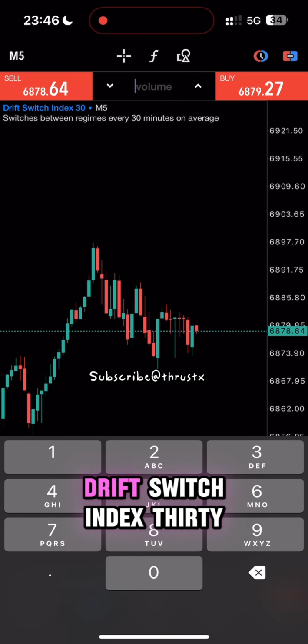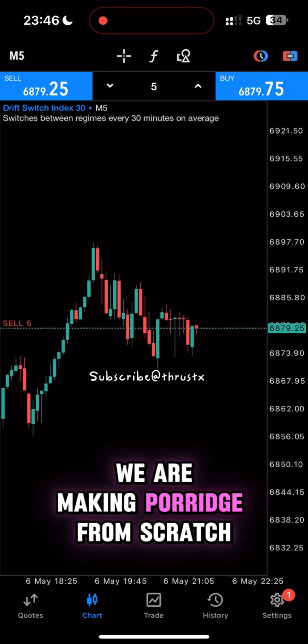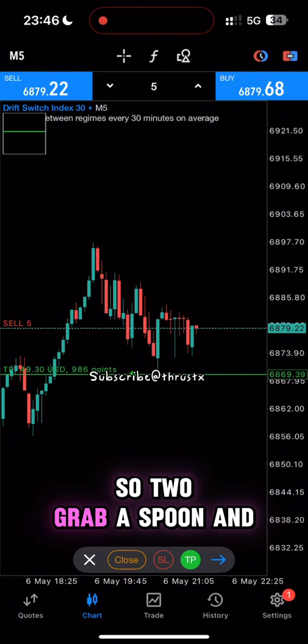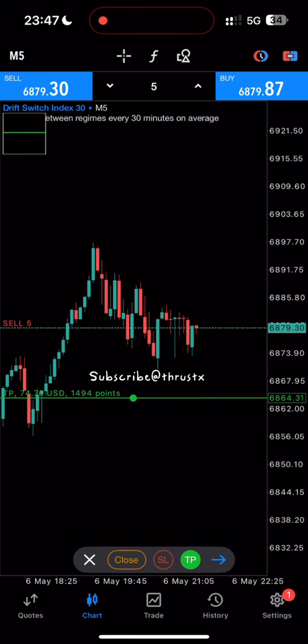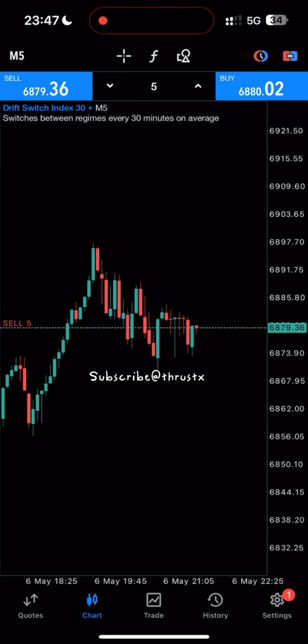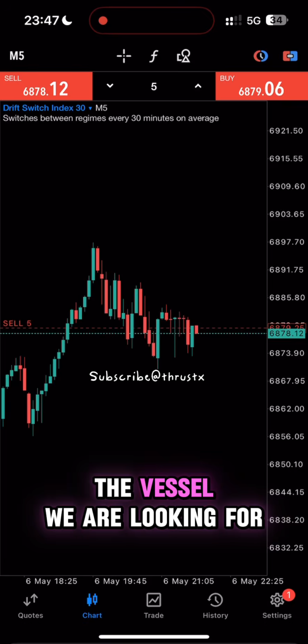So here we are in Drift Switch Index 30. We are making porridge from scratch, so do grab a spoon and get ready. We want a liquidity grab because it adds fuel to the reversal we are looking for.